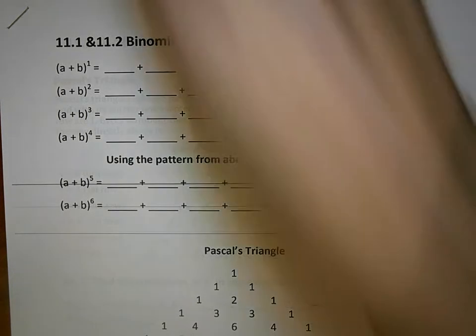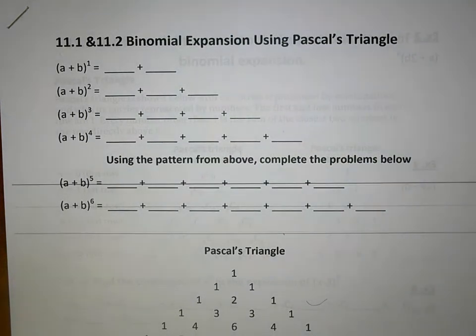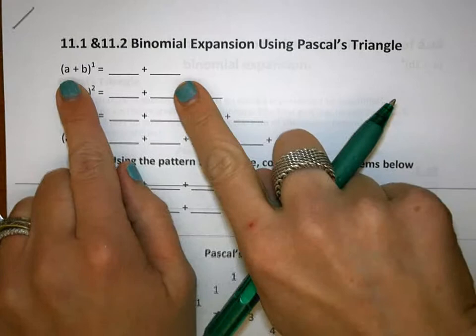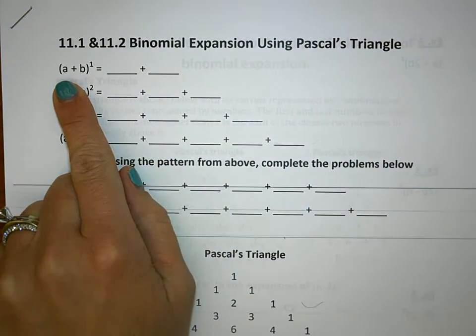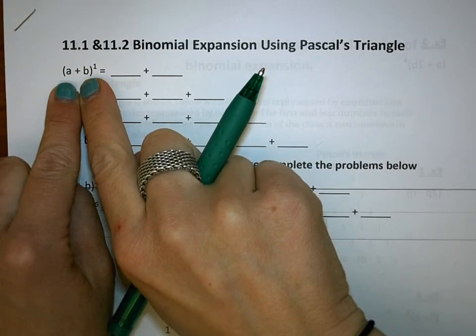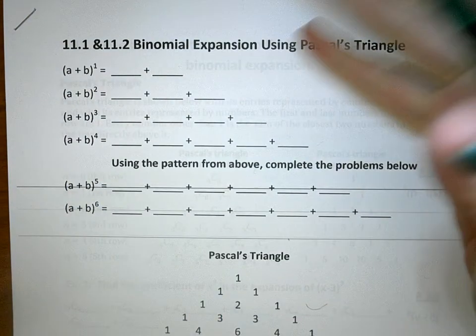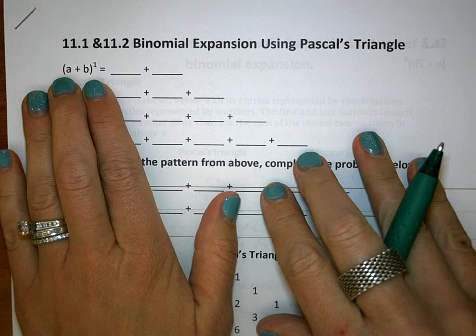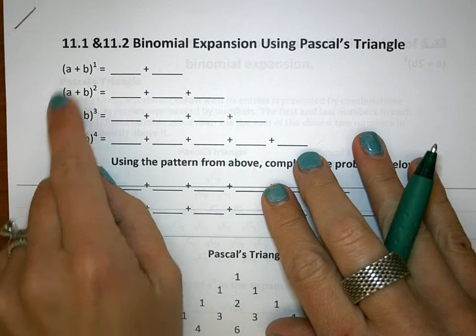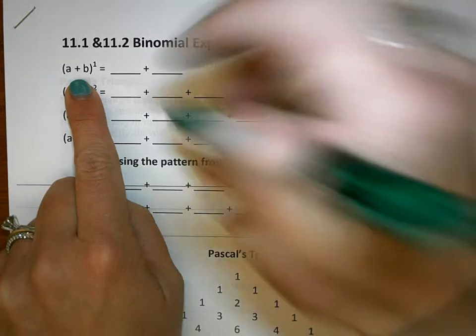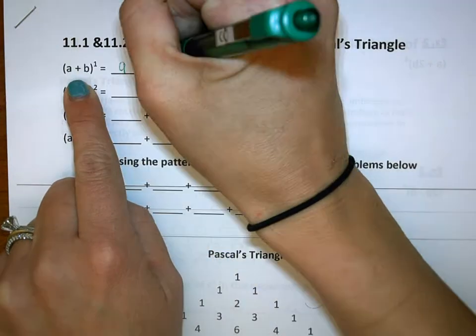All right, so 11.1 and 11.2. So this first one, we're talking about binomial expansion. What does binomial mean? What does bi mean? Two. Okay, so we're talking about two terms. So two terms to the first power. So if I go a plus b to the first power, my answer is, you guys are so intelligent.